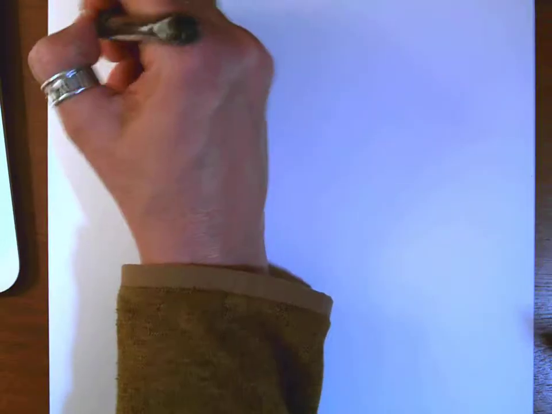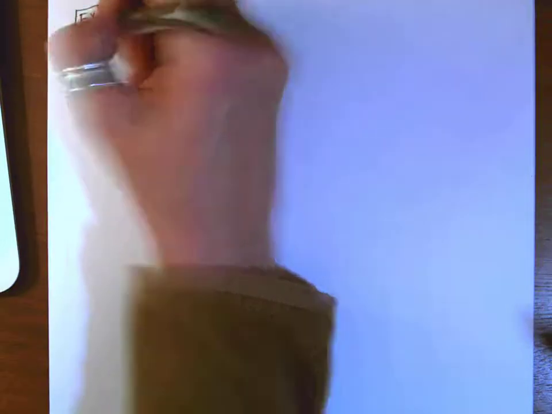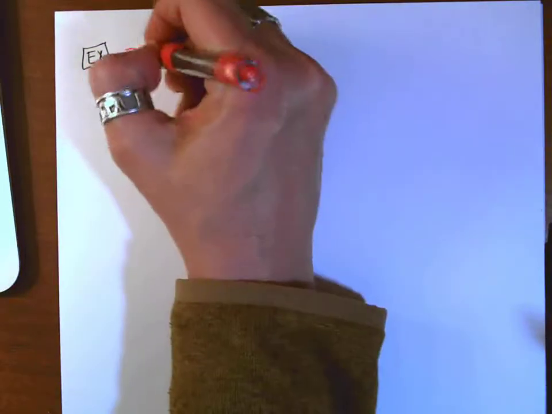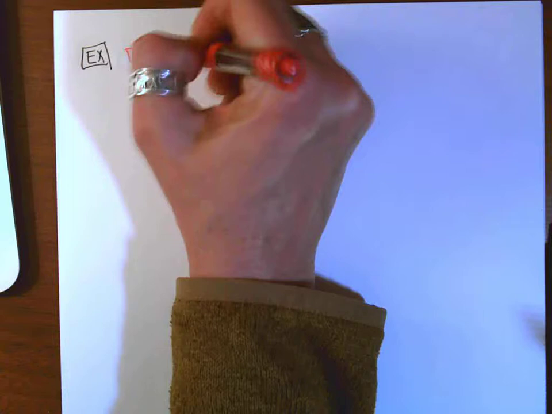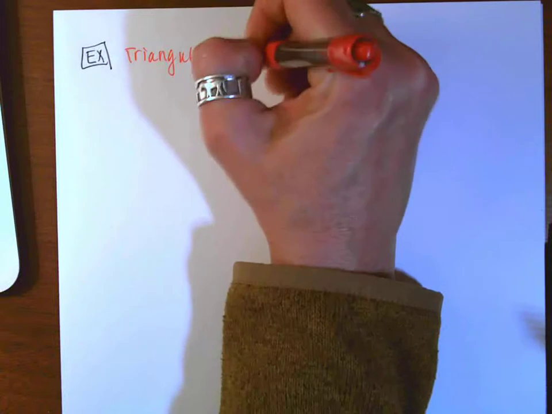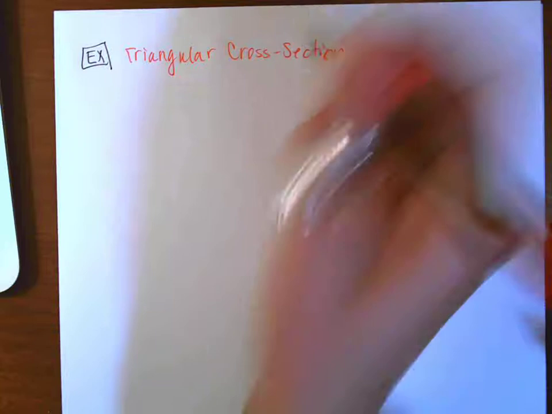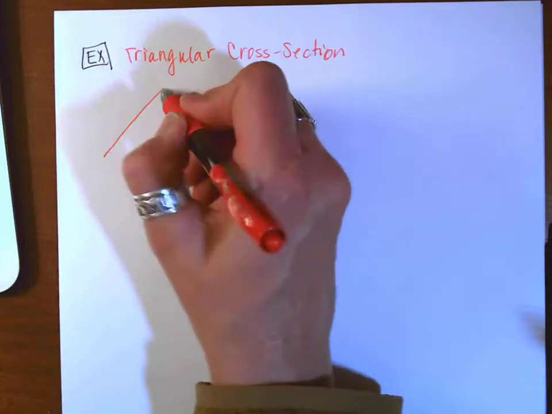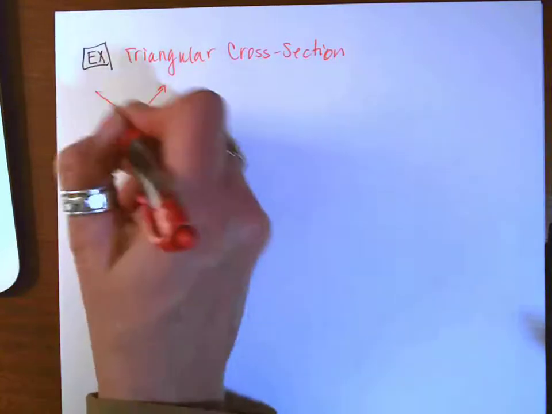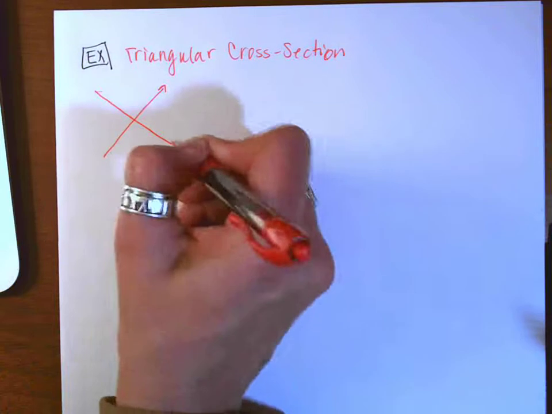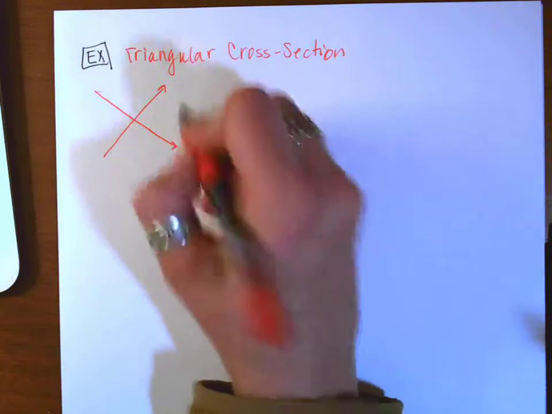All right, so let's do an example, and we're going to have a triangular cross-section. Okay. All right, so in this one, and I'm going to kind of write the given down as we go. Triangular. And I'm going to attempt to draw a picture for you, but don't get your hopes up too much. So this is going to be our y-axis.